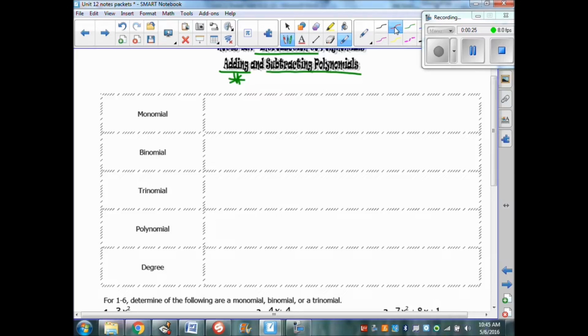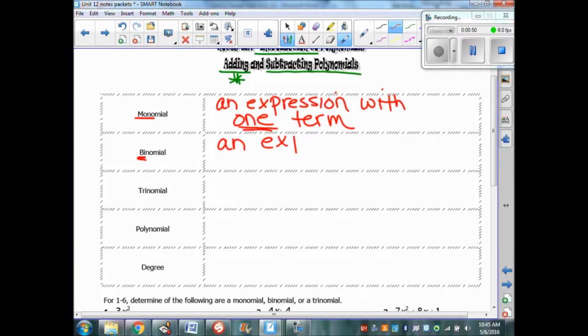So what's a monomial? Let's pick apart that word. That prefix has got M-O-N-O, mono. So that's an expression with one term. Mono meaning one. And then we can expand on that and say binomial. So that's going to be an expression with two terms. And then you can guess what tri is going to be.